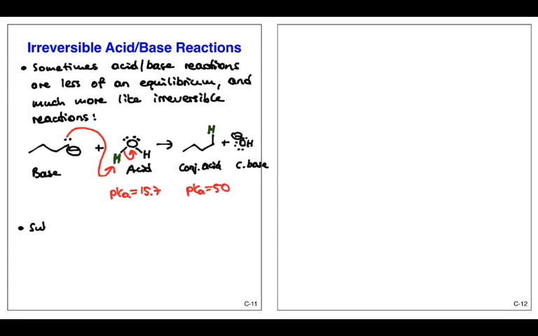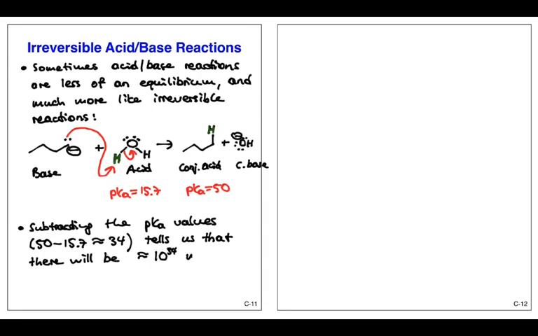Now you can take the two pKa values and subtract them from each other. So 50 minus 15.7 gives you approximately a value of 34, which tells you that there will be about 10 to the 34 more products than reactants. So this equilibrium favors the right side by about 34 orders of magnitude. It's really completely irreversible at the practical level.